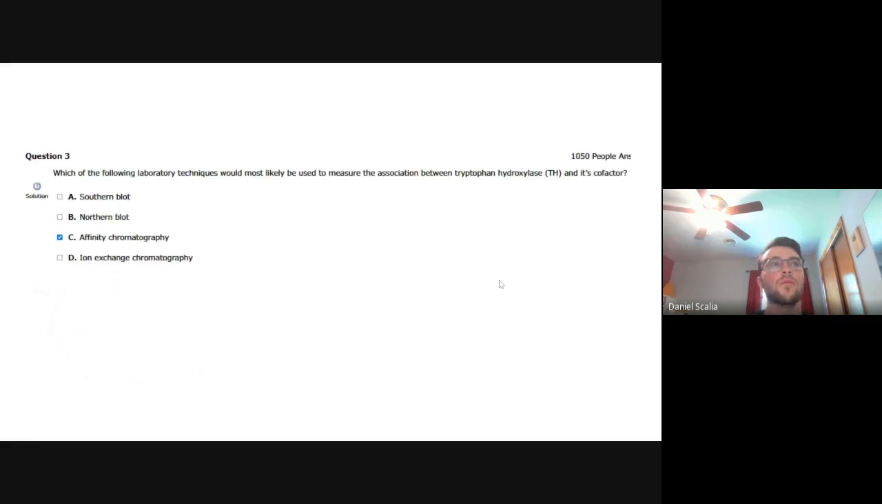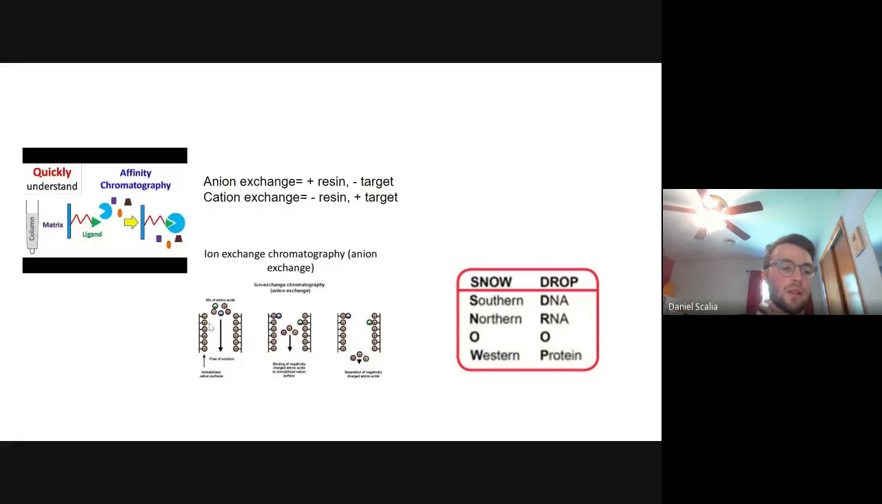Okay. We'll go to, oh, sorry. Sorry about that. Okay, so I'll explain this one as well. This is also something that appears a lot on the MCAT, so you have to understand the differences between these different types of chromatography. I'm not sure if any of you know the iconic acronym SNOWDROP, but it's extremely helpful. Basically, Southern DNA, Northern RNA, Western protein.